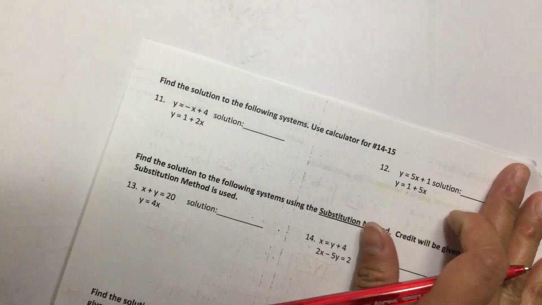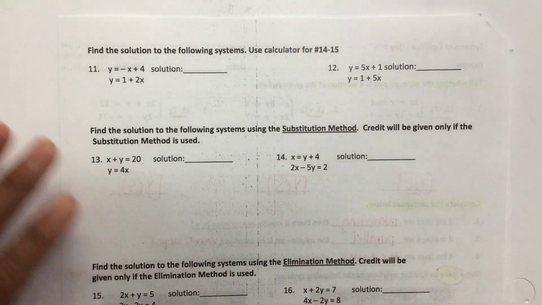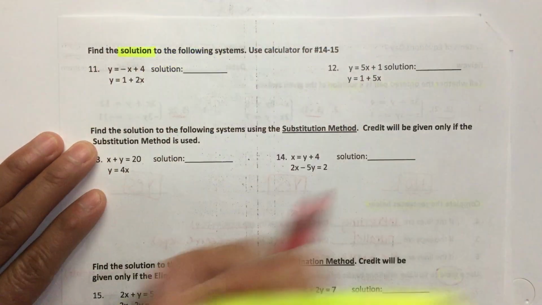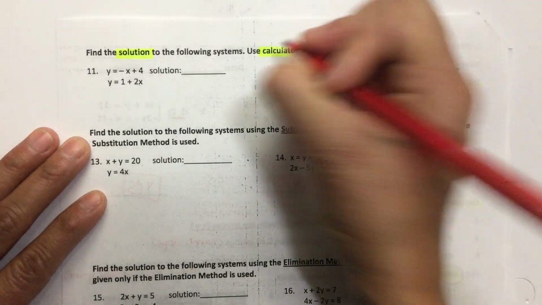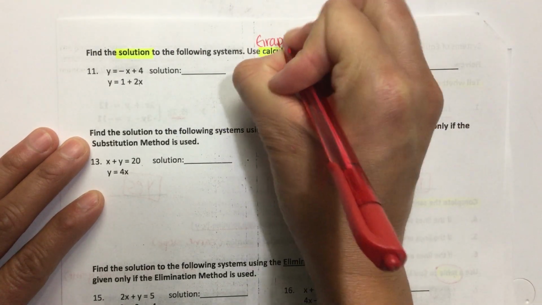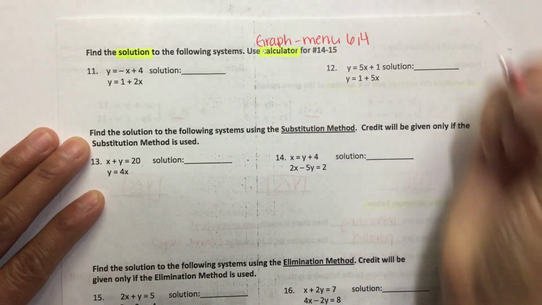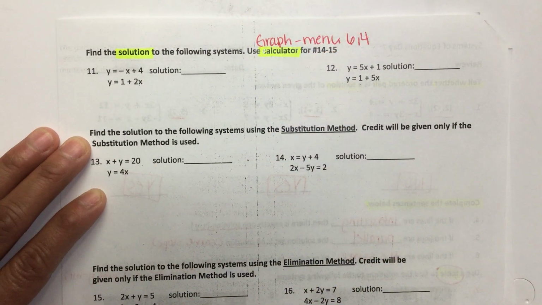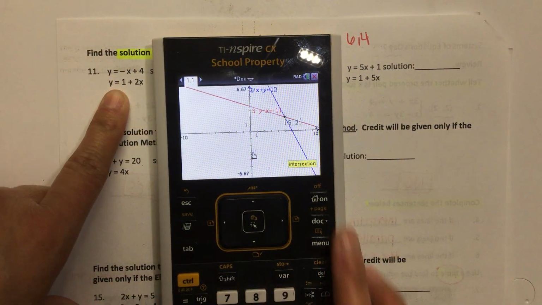Let's move on to the next page. On the next page, for numbers 11 and 12, you are going to find the solution using your calculator. When we use our calculator, we are going to graph in the calculator and use menu 6-4 to find the intersection. So we're going to take number 11 and put it in the calculator.